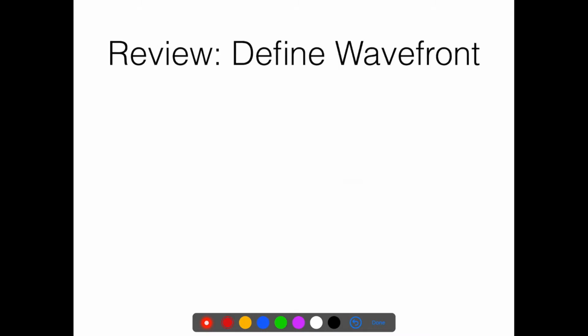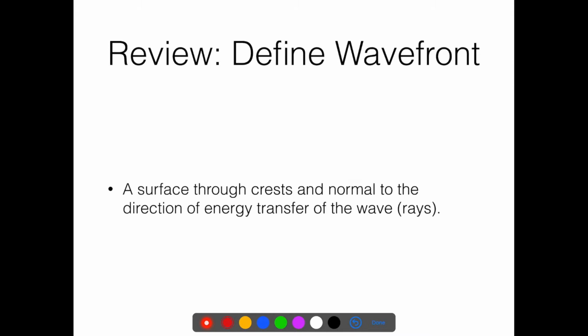All right, next one. Define wavefront. Give your own definition right now. Pause. All right, so hopefully you've taken time to define a wavefront on your own. In case you weren't sure, a wavefront is a surface through crests and normal. Normal means perpendicular to the direction of the energy transfer of the wave.